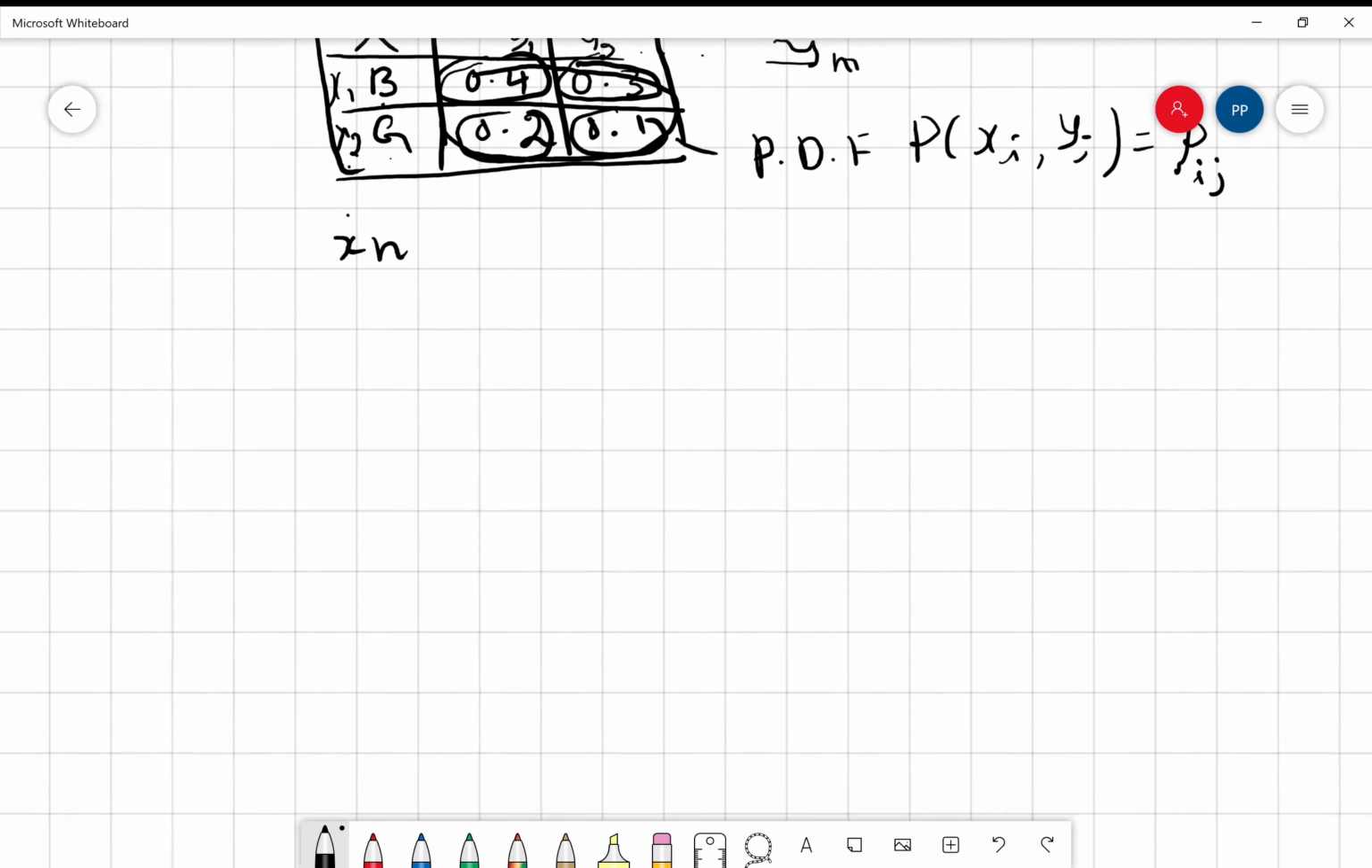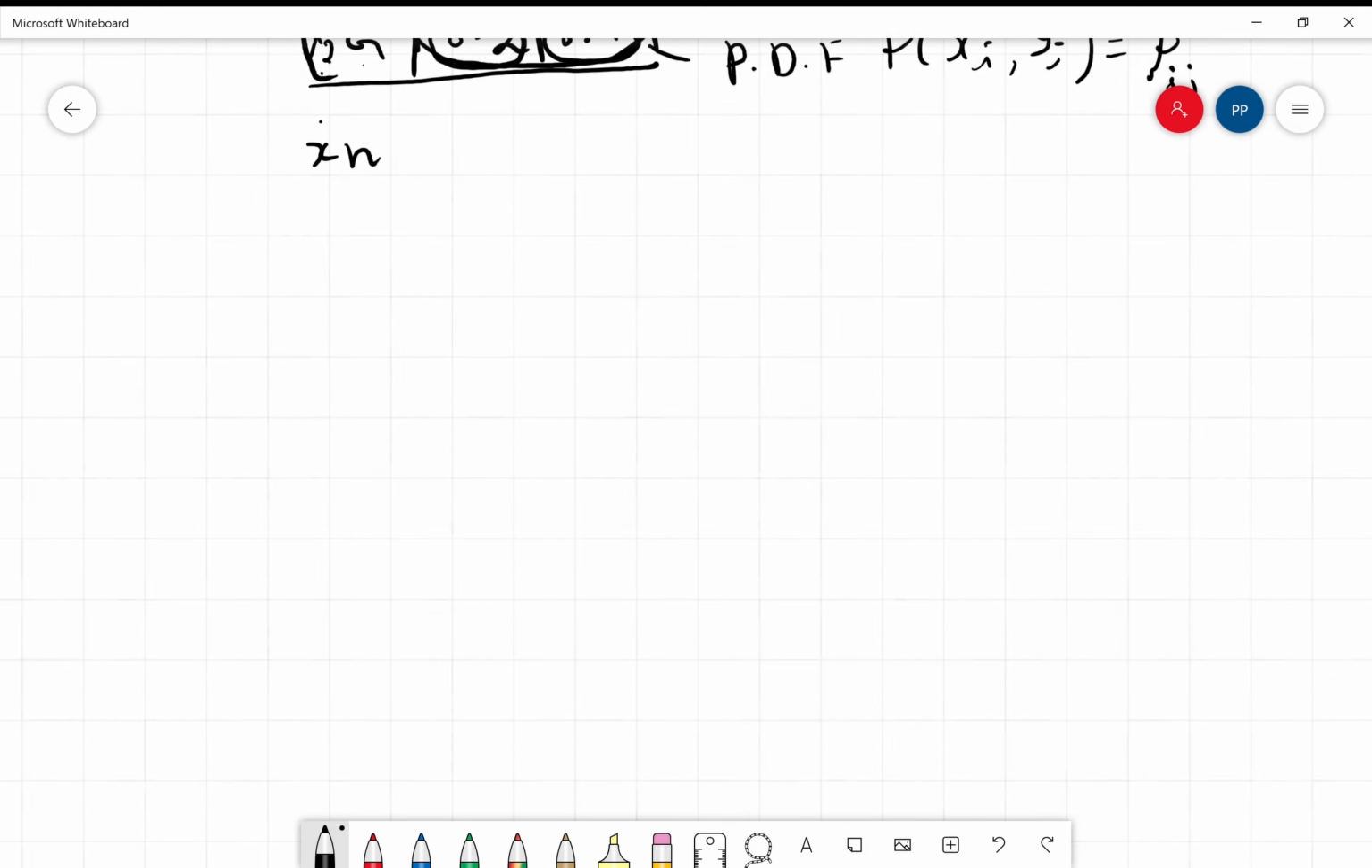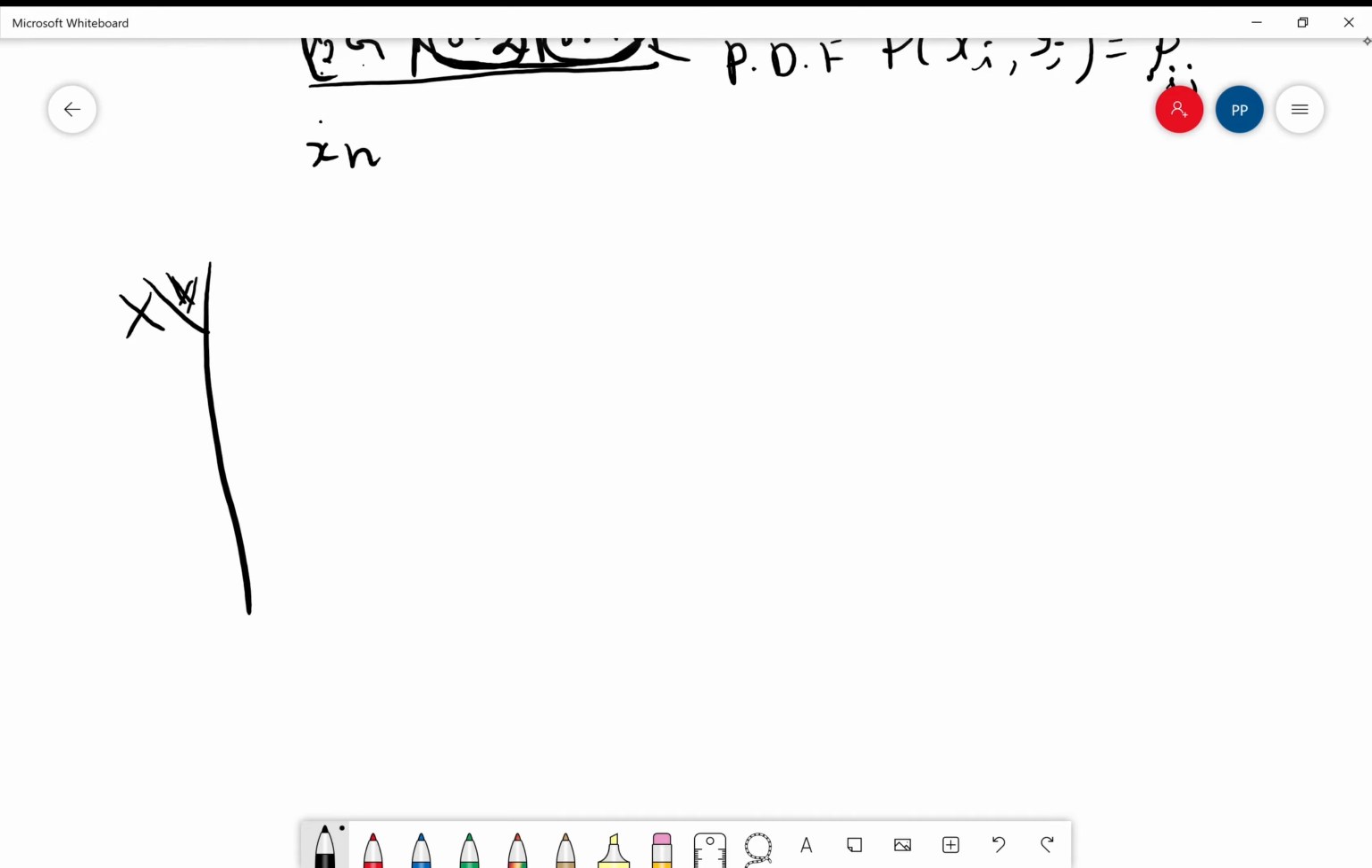A joint probability distribution is in the form of a table called a probability contingency table. It's like this: x takes the values x1, x2, etc., xn, and y takes the values y1, y2, etc., ym.